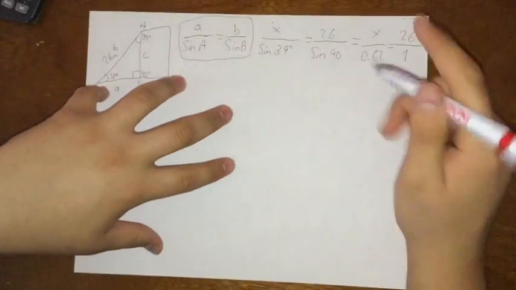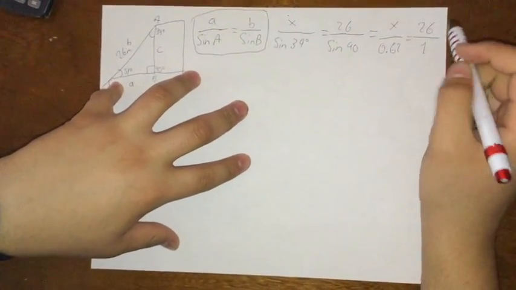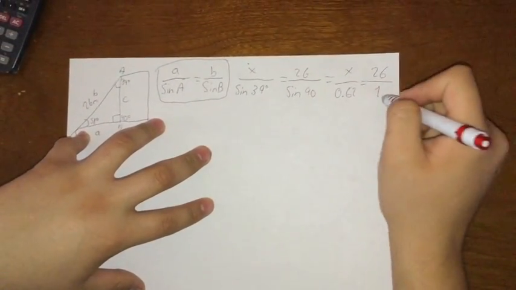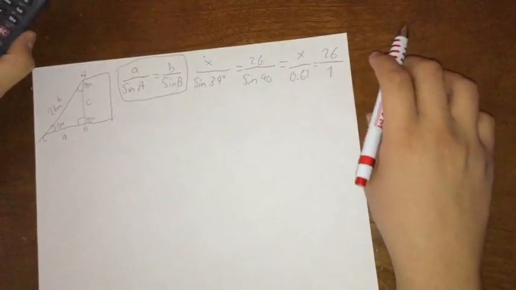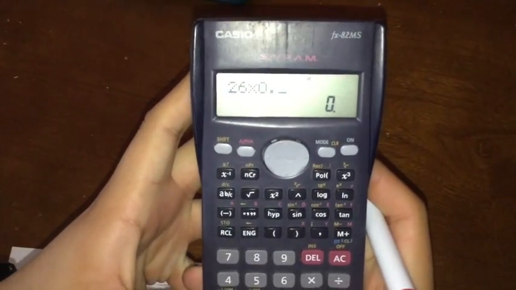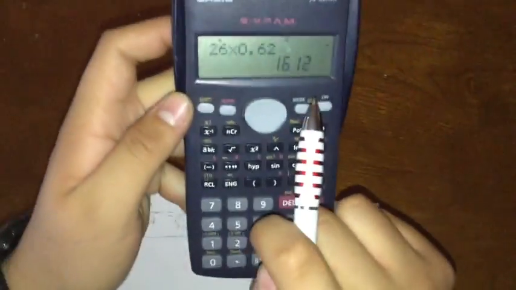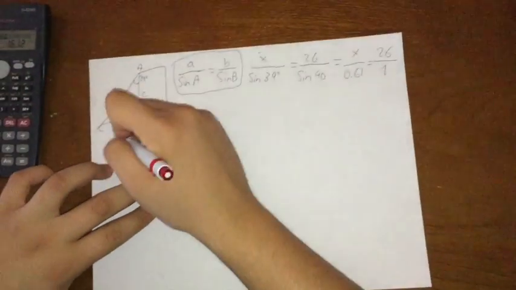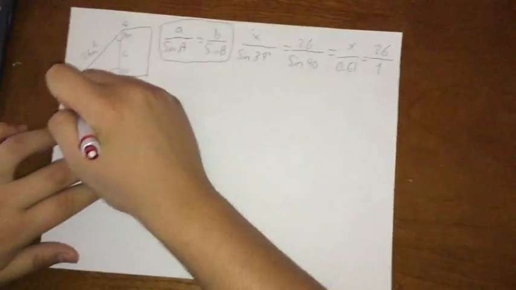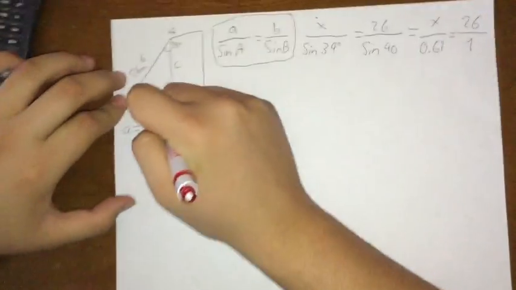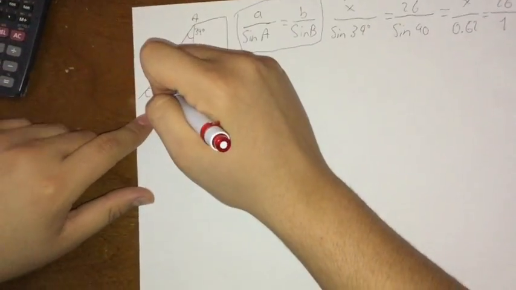With this we're going to calculate x. We're going to multiply this by this and then divide it by 1. So it's 26 times 0.62, it's 16.12. Okay, so we know A is equal to 16.12 meters.